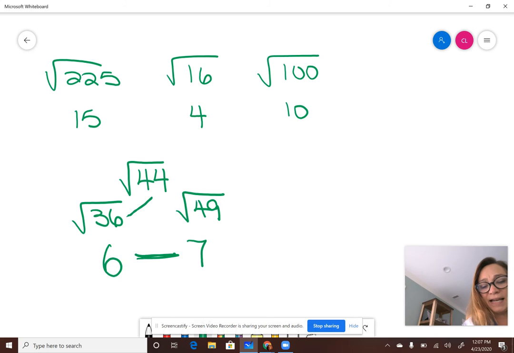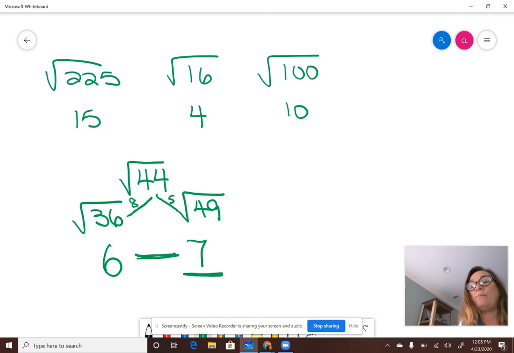Now, 36 would be 8 away from 44, and it would only be 5 away from 49. So we would say that it's closer to 7. So maybe like 6.7. And you can always check that with your calculator.